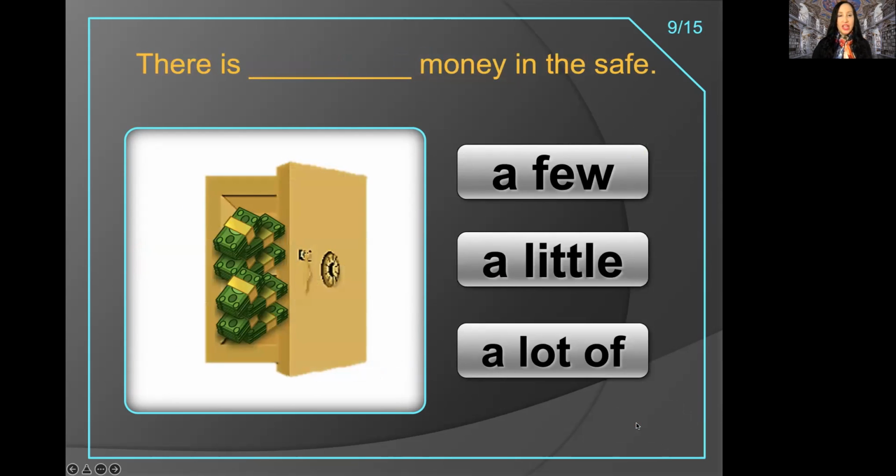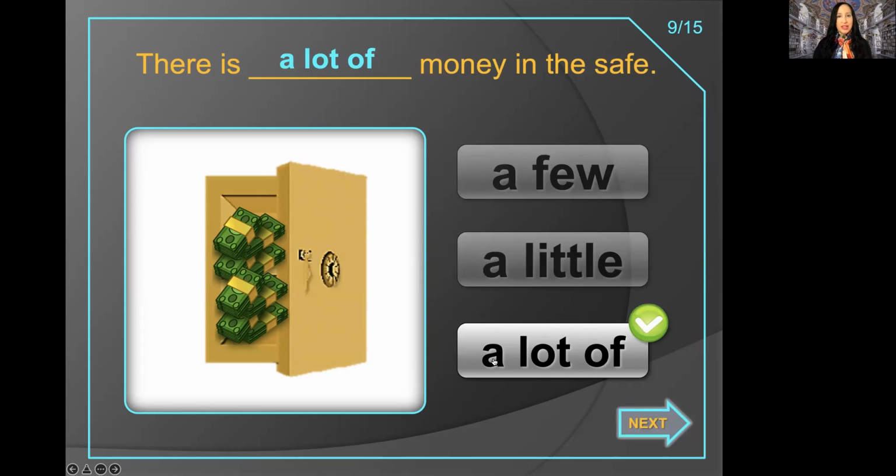All right, there is blank money in the safe. Look at the picture. How much money do you think this is? Well, we don't know if these are dollar bills or $20 bills or $100 bills, but it looks like there's a bit of money here, right? So there is a few money in the safe. There is a little money in the safe. There is a lot of money in the safe. Which one? A few, a little, or a lot of? That's right, a lot of money in the safe.